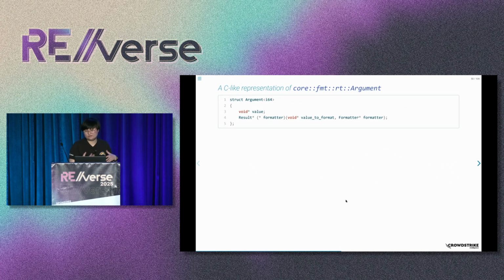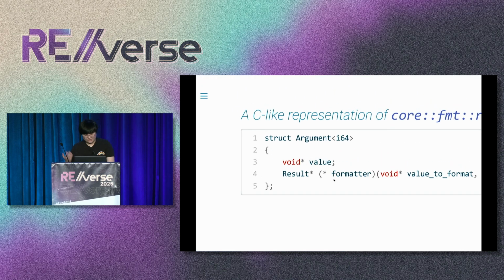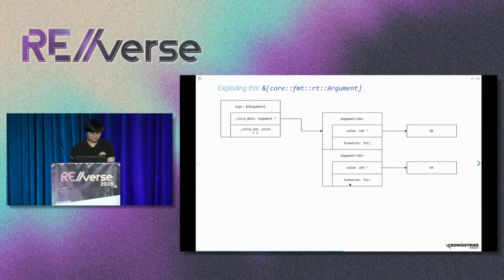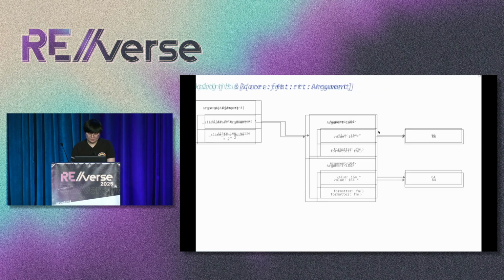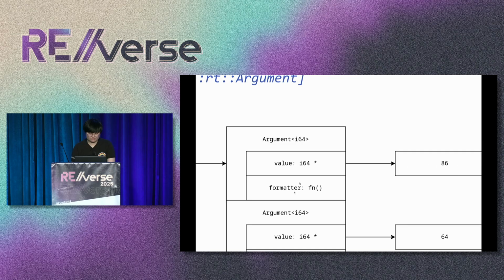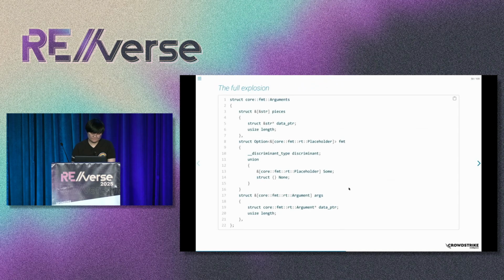This is the equivalent C-like representation of what that would look like, where you have some pointer to some value that you want to format, as well as the pointer to the formatting function. And it would look a bit like this, where you have a slice that points to the first element of that collection of arguments, and the length here, which is the number of arguments that we have. And each of these, of course, points to our concrete value that we want to format, as well as the formatting function. And this is just a breakdown of the C-like representation of this entire struct.